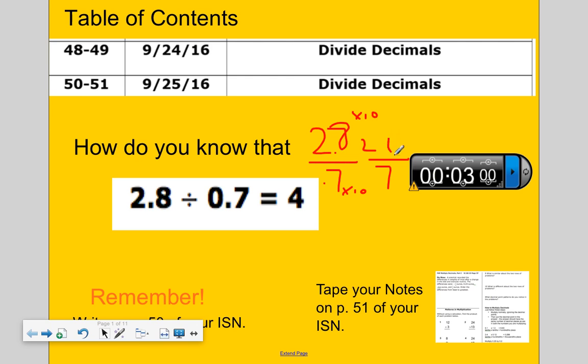28. I have a lot of kids who say, Mr. Joe, can I just move this decimal 1 over, move this 1 over, and get 28 over 7? Fine, I guess you could. But you still need to know why, power of 10. 28 divided by 7 is 4. There are 4 groups of 7/10 that go into 2 and 8/10.